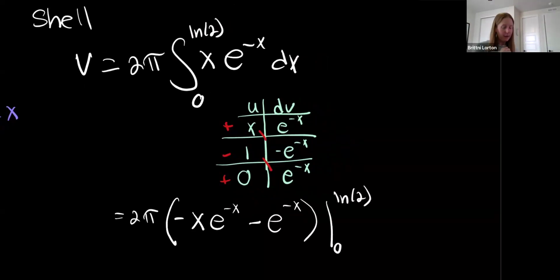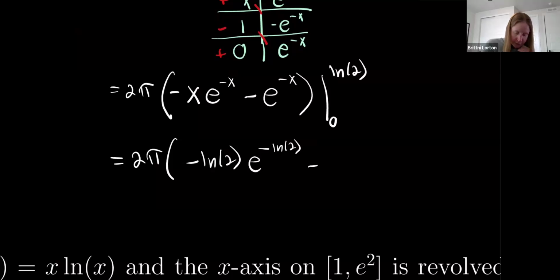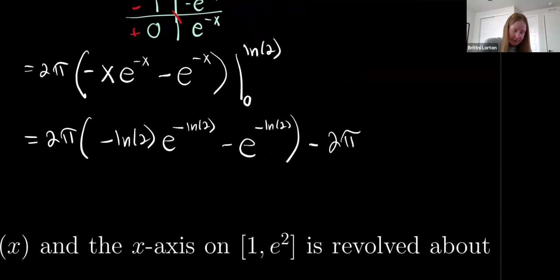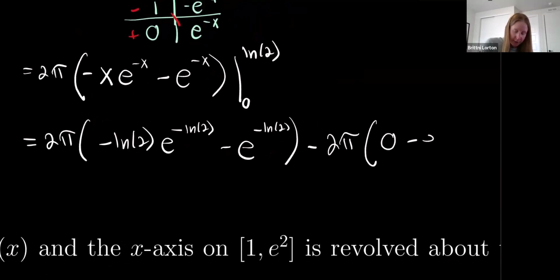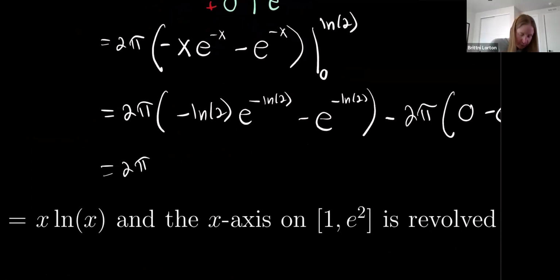And then I plug in my bounds, 2 pi times negative ln of 2, e to the negative ln of 2 minus e to the negative ln of 2, and then minus 2 pi times, if I plug in 0, I got 0 minus e to the 0. And then I'm going to simplify. So 2 pi times negative ln of 2.